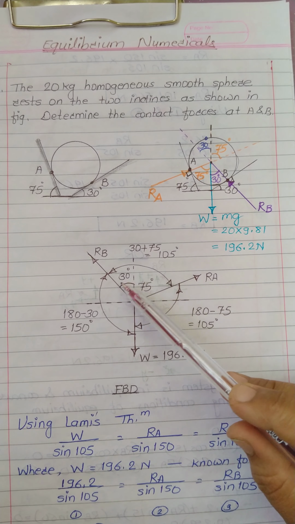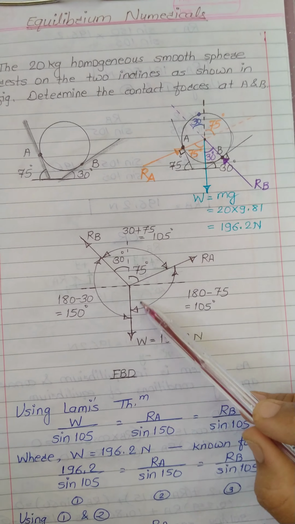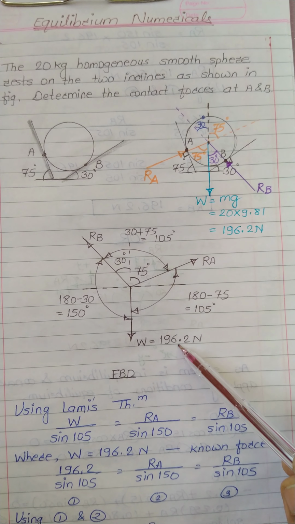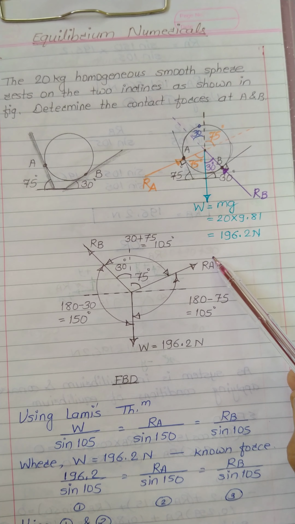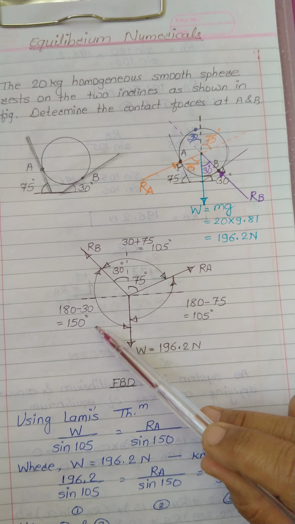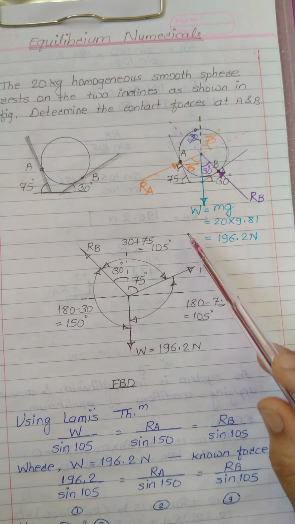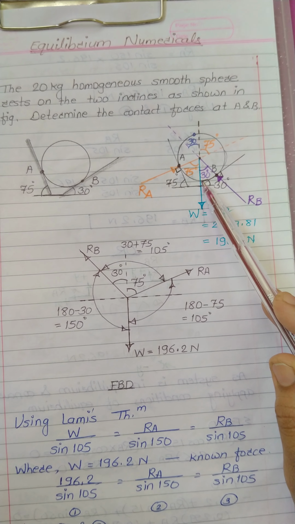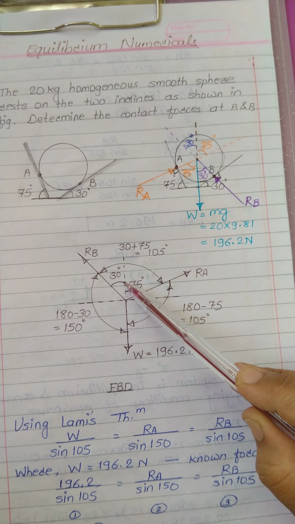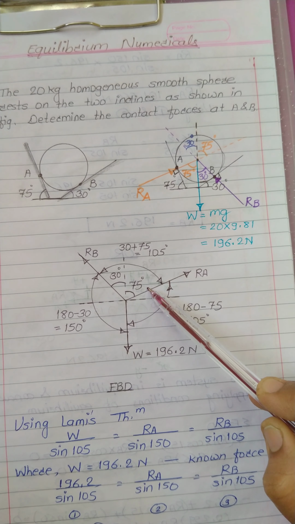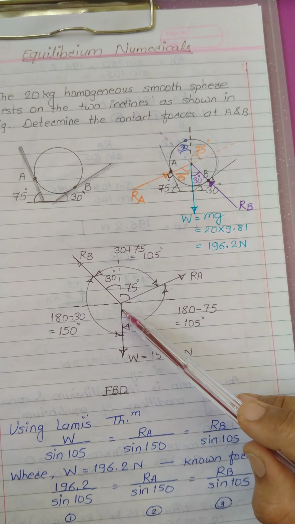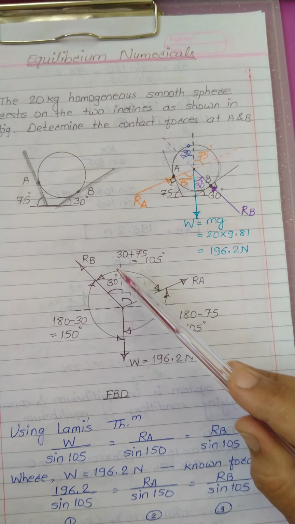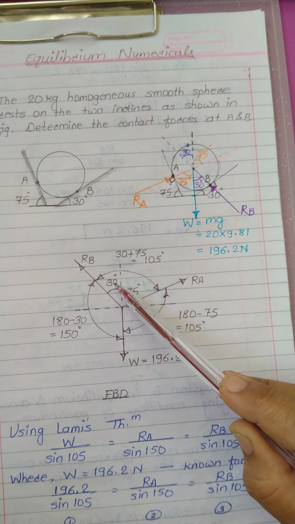Now if you observe this FBD, this is the self weight, which is 196.2 Newton. This is the reaction RA. We have seen this reaction was making an angle of 75 degrees with the vertical axis W. So if I extend this line, this angle will be 75 degrees. Similarly, RB is making an angle of 30 degrees with the vertical axis. If I extend this RB line, it will make an angle of 30 degrees.